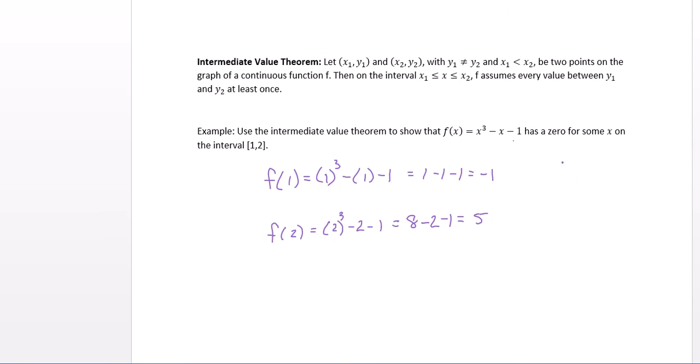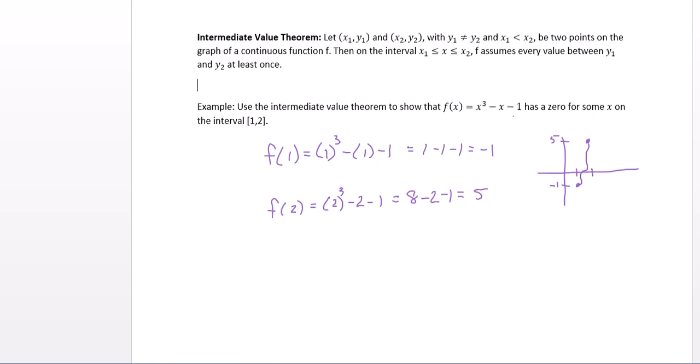So what we're saying is this. For this graph, at an x value of 1, my y value is negative 1. But for an x value of 2, my y value is 5. Definitely not to scale. Because this is a polynomial function, it must be somewhere in here we cross the x-axis. We don't know where that is. This doesn't tell us where it is. It just tells us that there is one there.